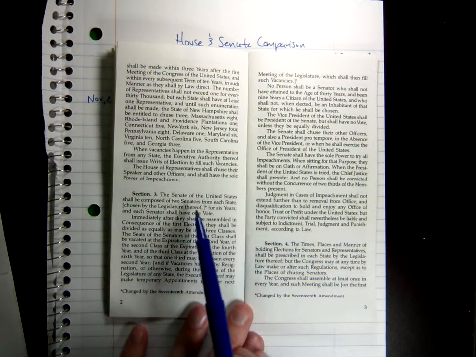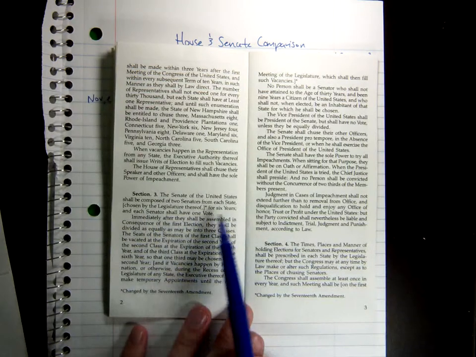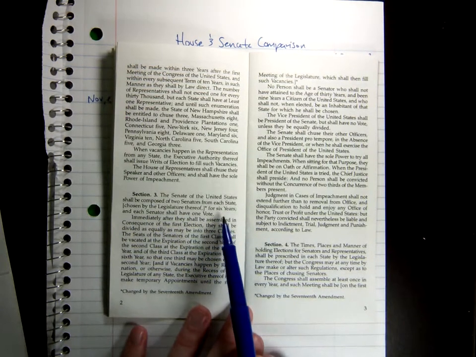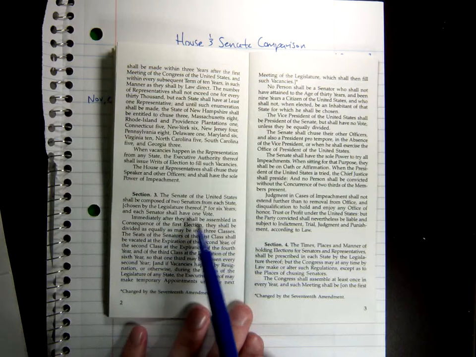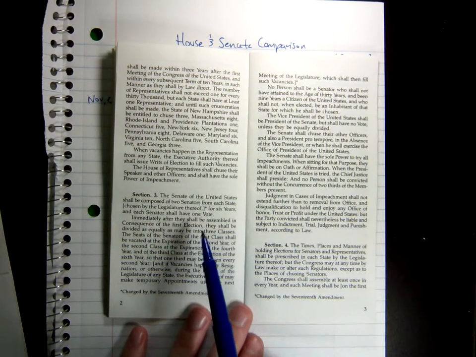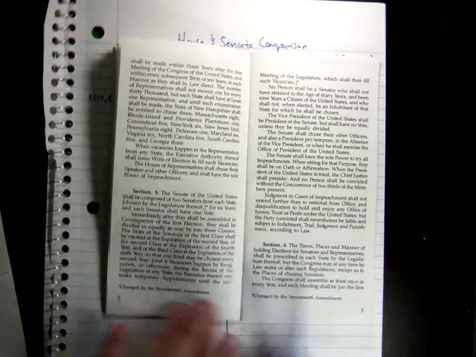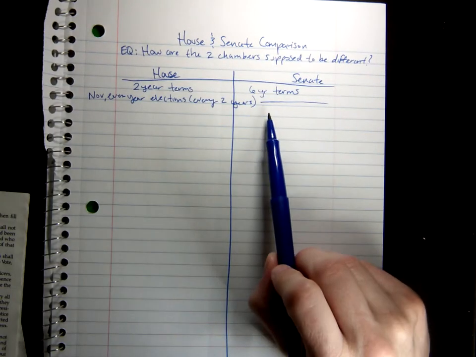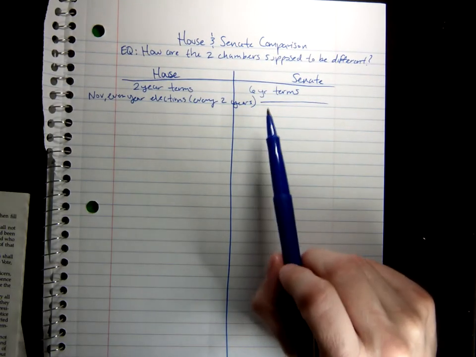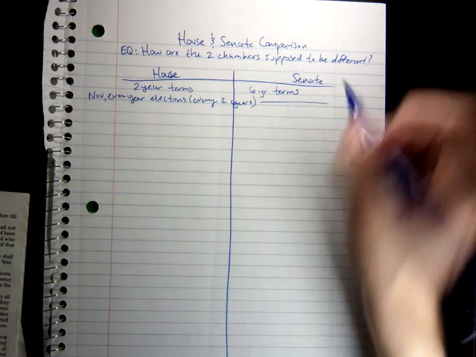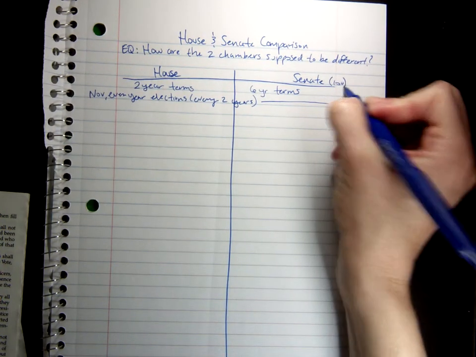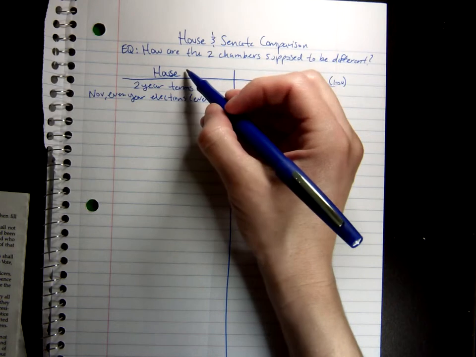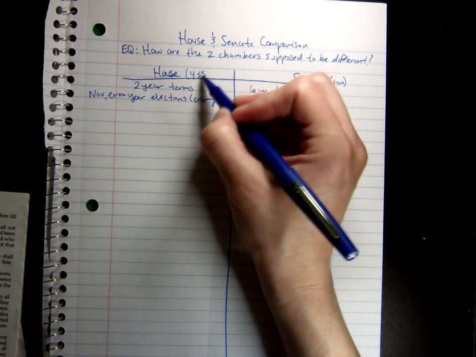Up here it says the Senate of the United States shall be composed of 2 senators from each state for 6 years, and each senator shall have 1 vote. So how can we have 6-year terms and elections every 2 years? So how it works is the senators, the 100 senators, are split up into 3 groups. And it roughly evenly breaks down.